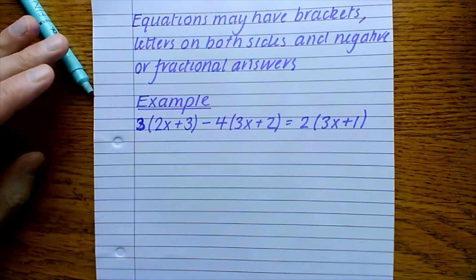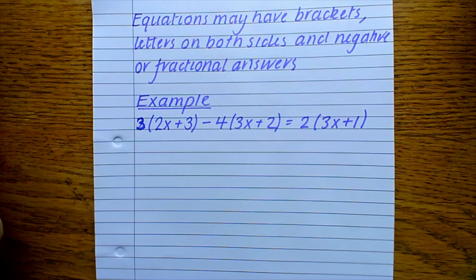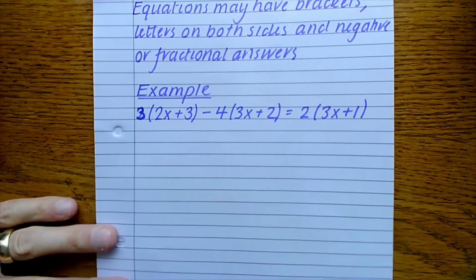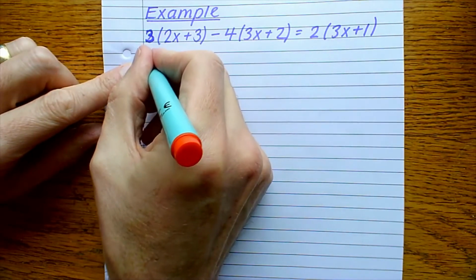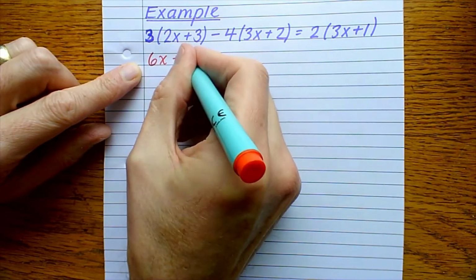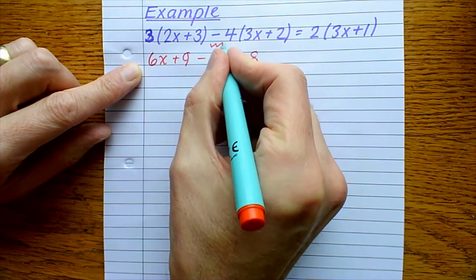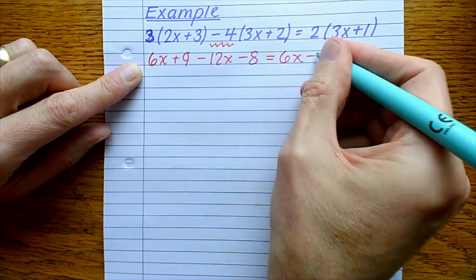Okay, one final example in our notes, really just bringing everything together. You can have brackets, you can have letters on both sides, and your answers could be negative or a fraction or even a negative fraction. So maybe copy the first bit of writing and then I'll do the second equation and you can copy it. Okay, we've got brackets to multiply out, so multiplying by 3, 6x plus 9 minus 12x minus 8, because look, it was a minus outside a bracket again, is equal to, over on this side, 6x plus 2.